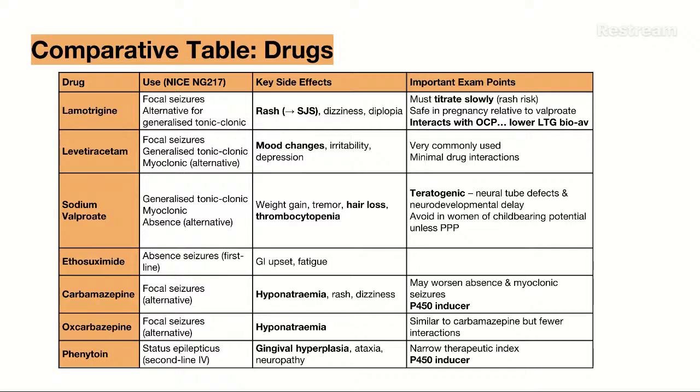Oxcarbazepine is similar to carbamazepine, and phenytoin can cause gingival hyperplasia, so swelling of the gums, ataxia, and neuropathy. It's got a very narrow therapeutic index, meaning the dose where it's therapeutic and toxic is quite slim. And again, it's also a P450 inducer. So it will reduce the efficacy of drugs metabolized by the CYP450 liver enzyme.